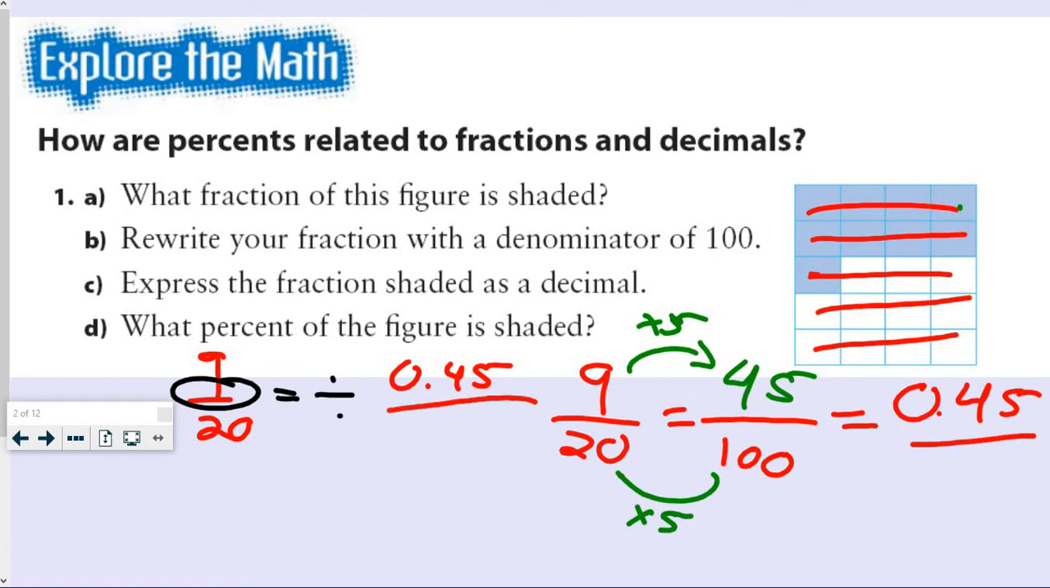What percent of this figure is shaded? We're going to have to multiply this decimal by 100. So the percent is 45%.